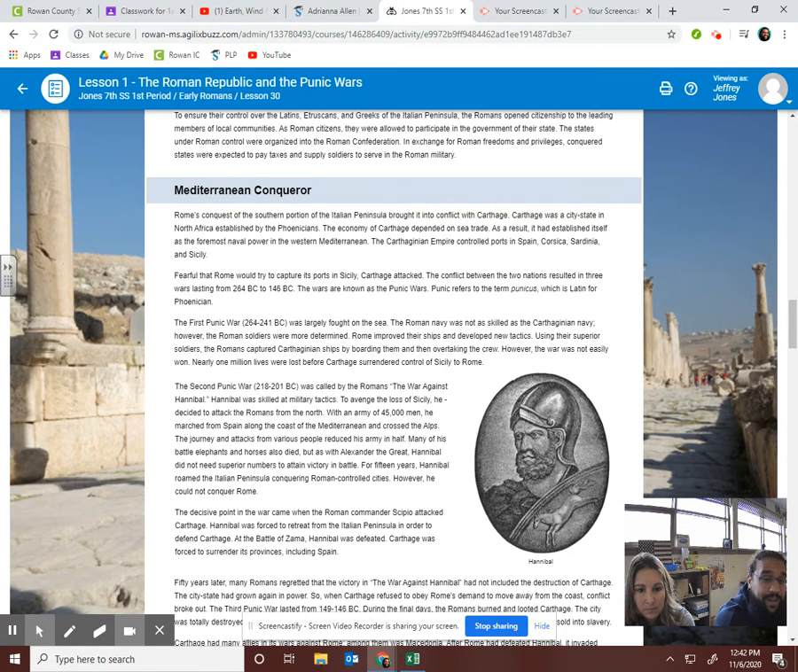With an army of 45,000 men, he marched from Spain along the coast of the Mediterranean and crossed the Alps. That's a mountain range. The journey and attacks from various people reduced his army in half. Many of his battle elephants and horses also died, but as with Alexander the Great, Hannibal did not need superior numbers to attain victory in battle. For 15 years, Hannibal roamed the Italian peninsula, conquering Roman-controlled cities. However, he could not conquer Rome.